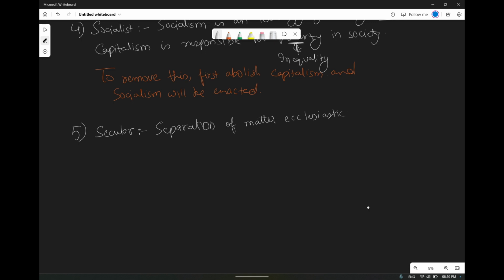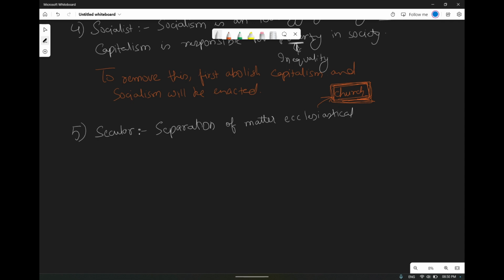Ecclesiastical. Ecclesiastical means church, and we know that at that time the British used the term religion for church. We used to term religion similarly as a church. Okay, so separation of matter. I'm also able to pronounce that, ecclesiastical. Please check on Google what exactly the pronunciation of it is.